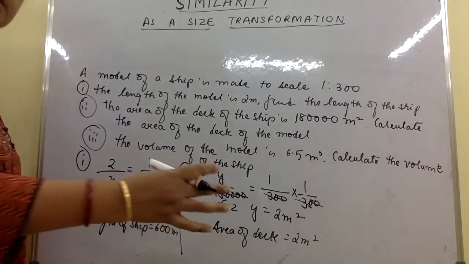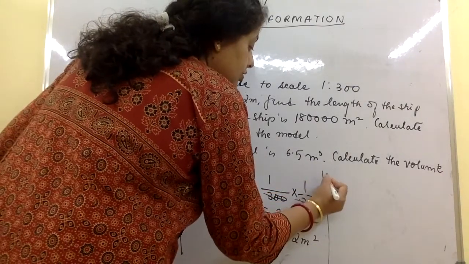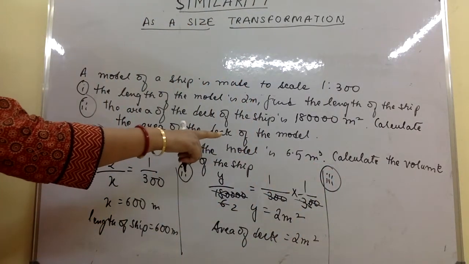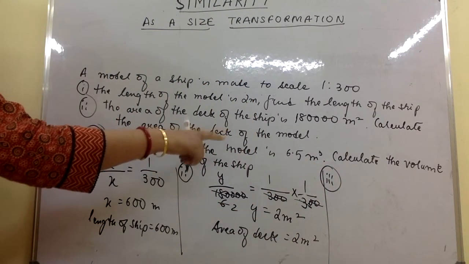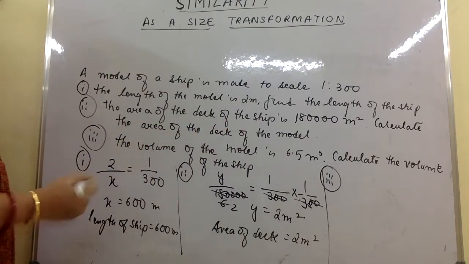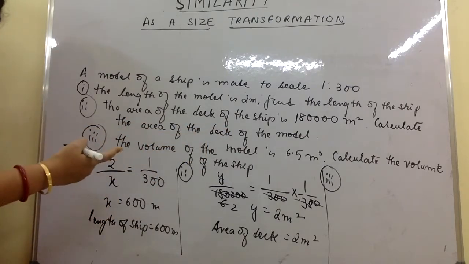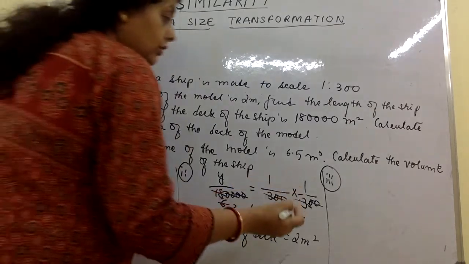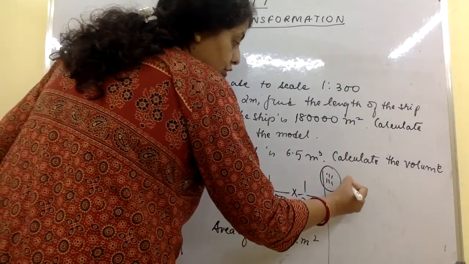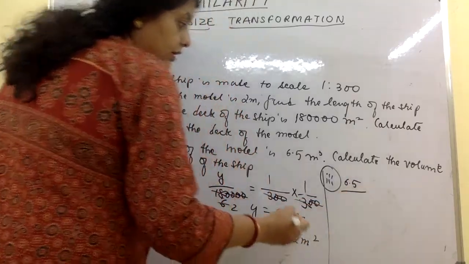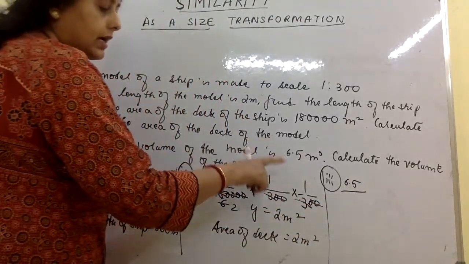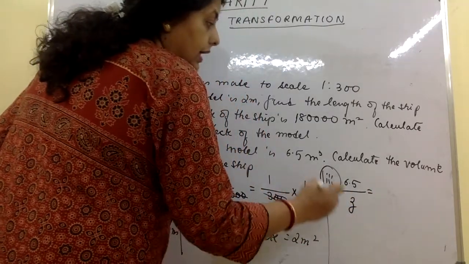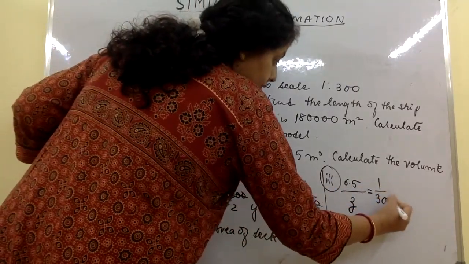Now let us come to the third part of the question. What is it asking? The volume of the model ship is 6.5 meter cube. Calculate the volume of the actual ship. Now they want the actual volume of the ship, so don't be scared, it's going to be a very big number. This is the model ship's value, everything is in meter cube, and let me take Z as the volume of the actual ship. Here you see what happens.